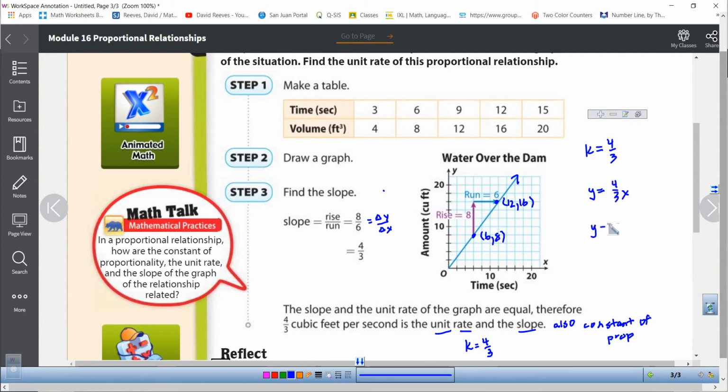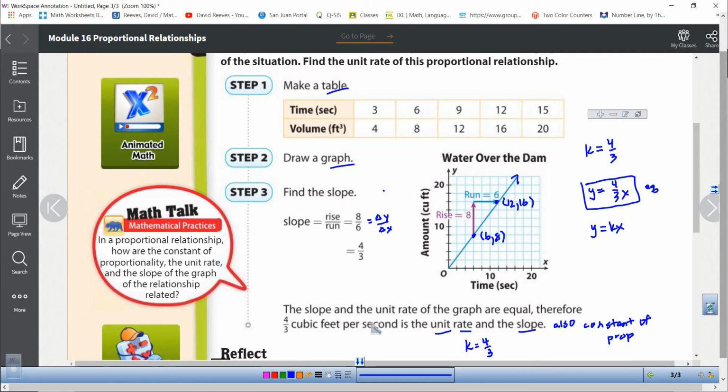Because remember, it's y equals kx. So if k is 4/3, y equals 4/3 x. So here is our equation. Here is our table. Here is our graph. Those are the 3 representations.